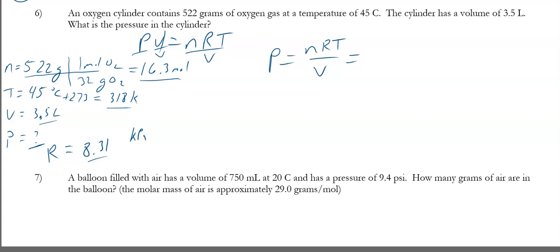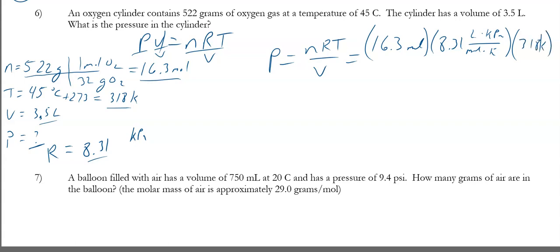N is our amount of moles, so we have 16.3 moles. R is 8.31, and the units here are going to be liters times kilopascals over mole times Kelvin. And then we have temperature on top here, which is 318 Kelvin. And we're going to divide all of that by the volume that we have, which is 3.5 liters.